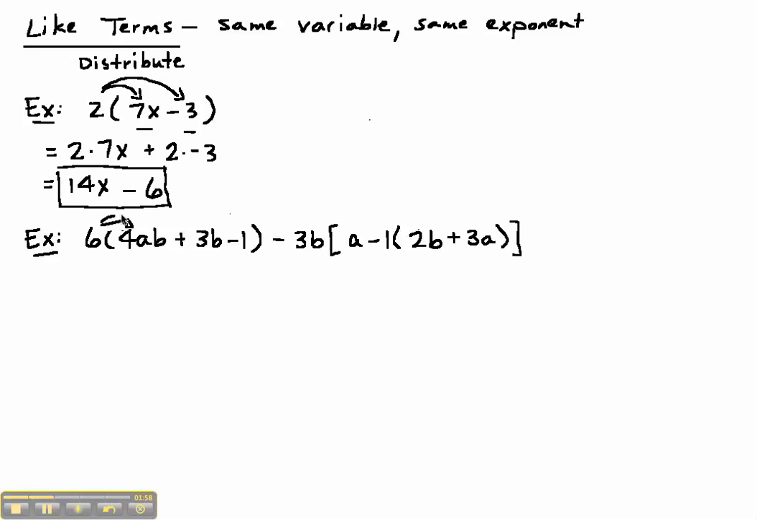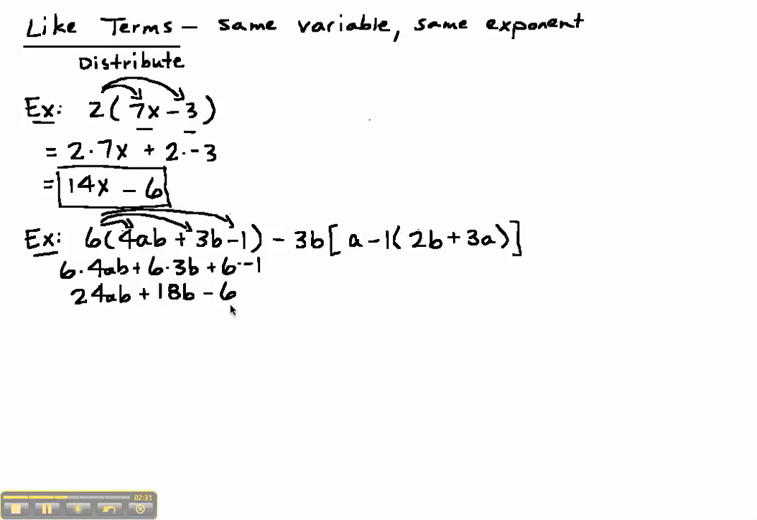So we're going to multiply the 6 by everything inside the parentheses. 6 times 4ab plus 6 times 3b plus 6 times negative 1. And so 6 times 4 is 24ab plus 18b minus 6. And that's for the first parentheses.